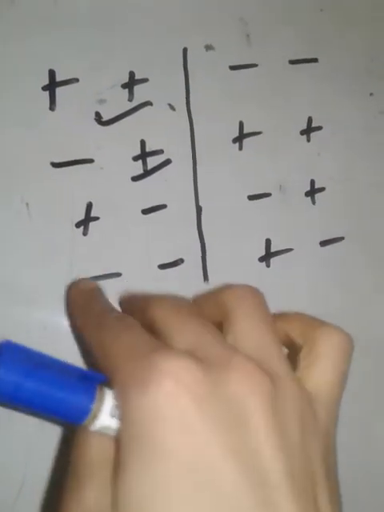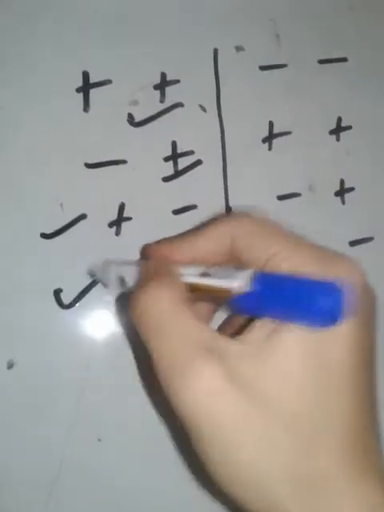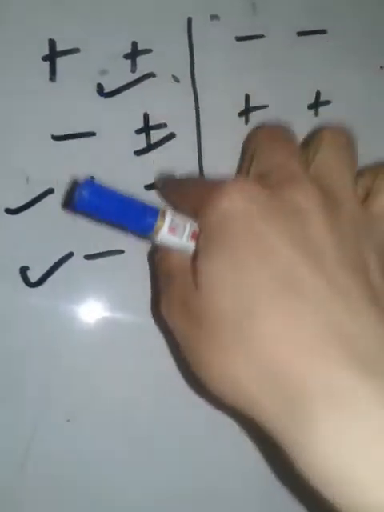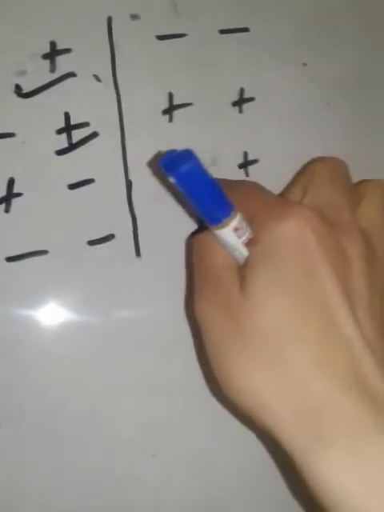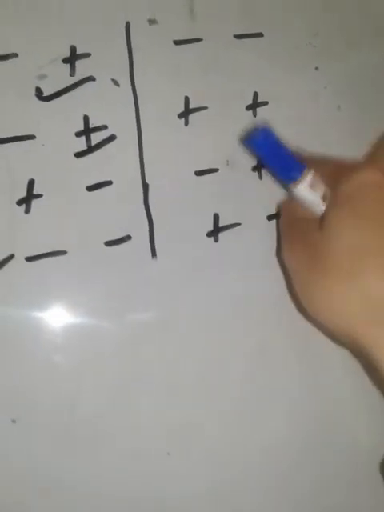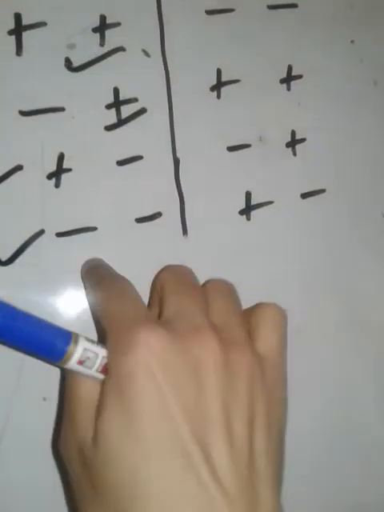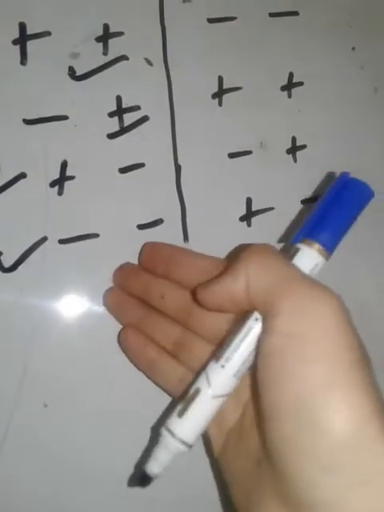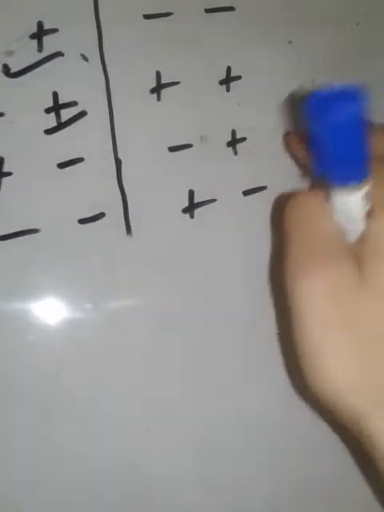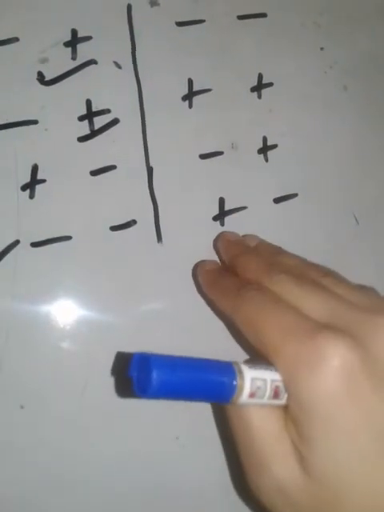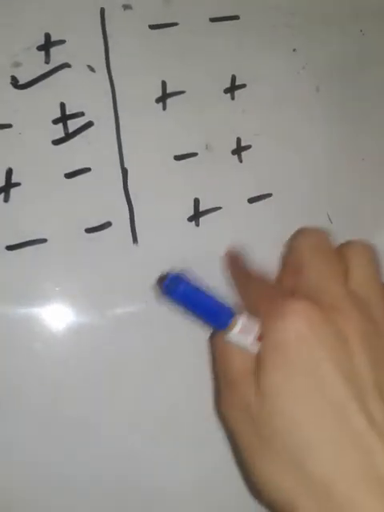Now here we have another two cases. If the middle term is positive and the constant is negative, what would be the sign of the roots? Minus plus. And if both are negative, then what will be the sign of the roots? It will be plus minus.